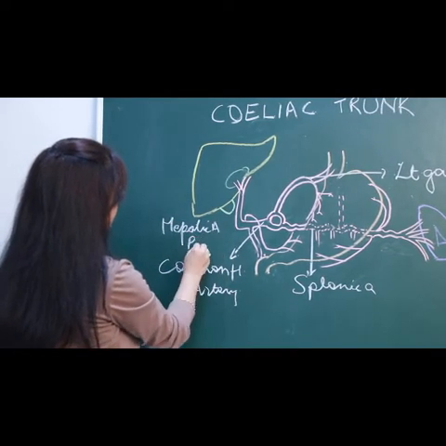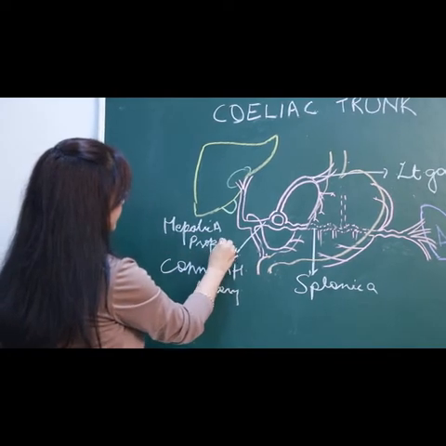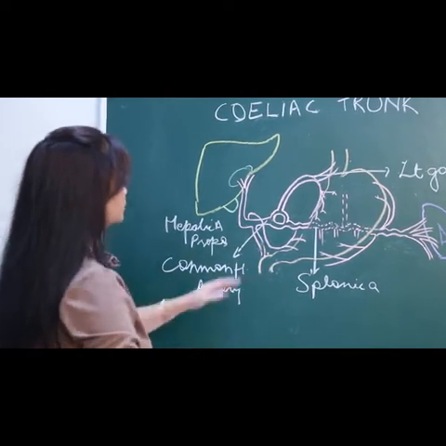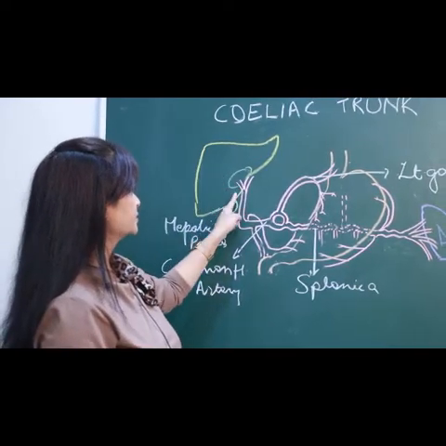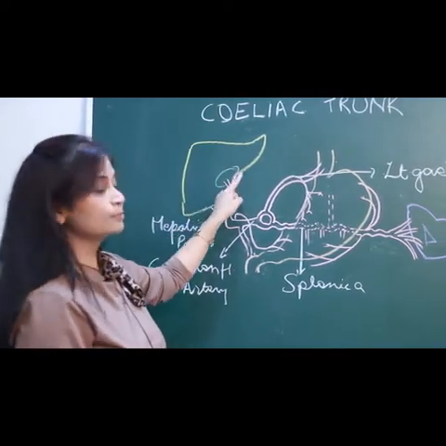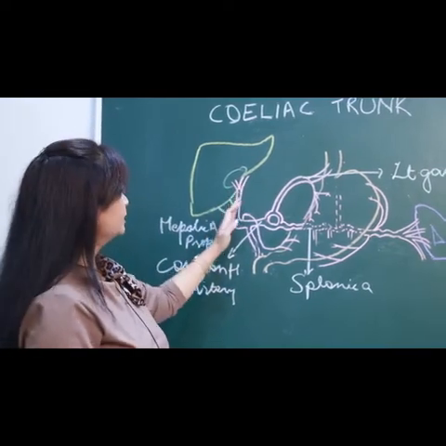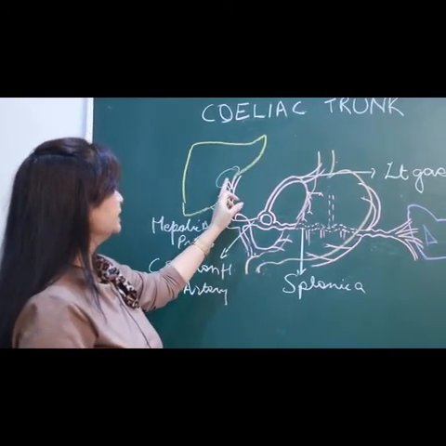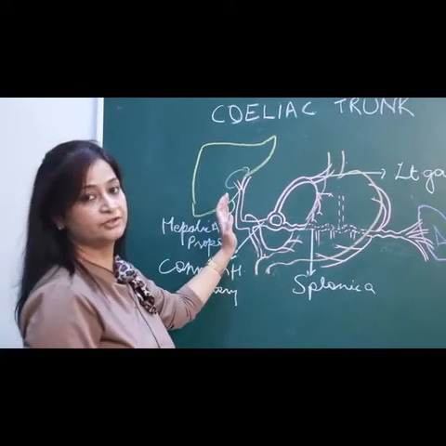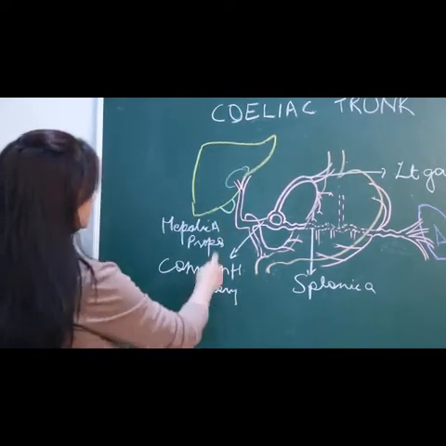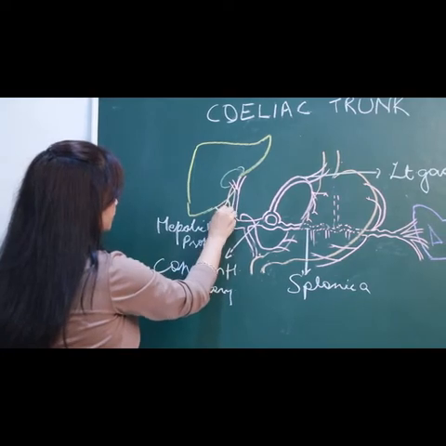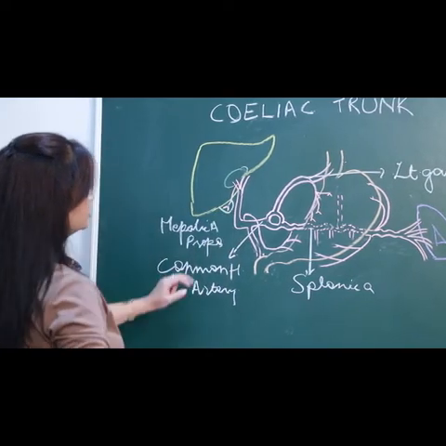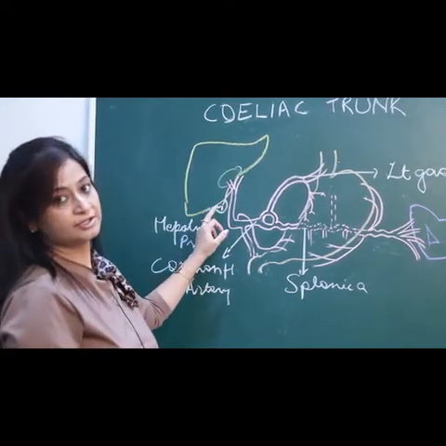Hepatic artery proper or the proper hepatic artery. Now this will turn upwards and go towards the liver, and when it reaches the porta hepatis will end by dividing into the right and left hepatic arteries. Now the right hepatic artery will in turn give a branch which supplies the gallbladder known as the cystic artery.